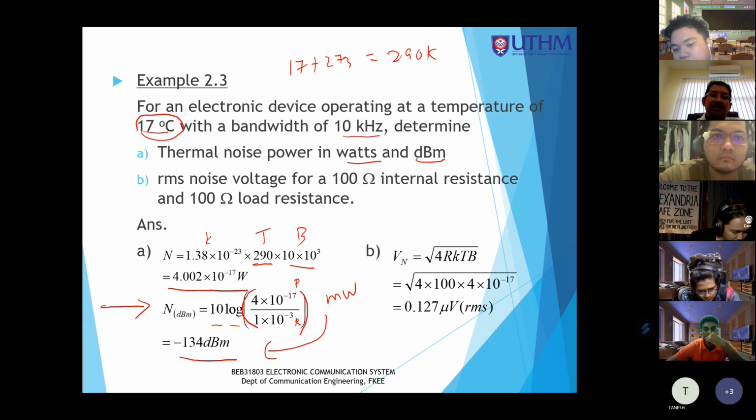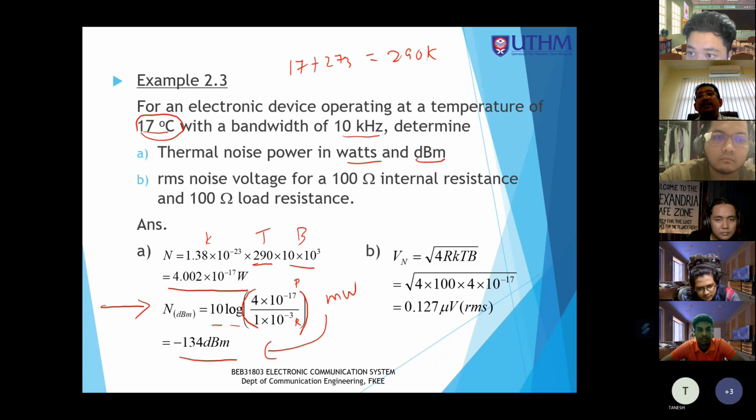So the second question says find the RMS noise voltage for 100 ohm of internal resistance and 100 ohm of load resistance. So ini maksud dia maknanya kita punya load resistance bersamaan dengan internal resistance. So that means it's going to produce the worst case scenario. So for the worst case scenario, the voltage drop at the load would be half of the noise voltage, and we can produce the noise voltage at the load side is equal to square root of 4R KTB.